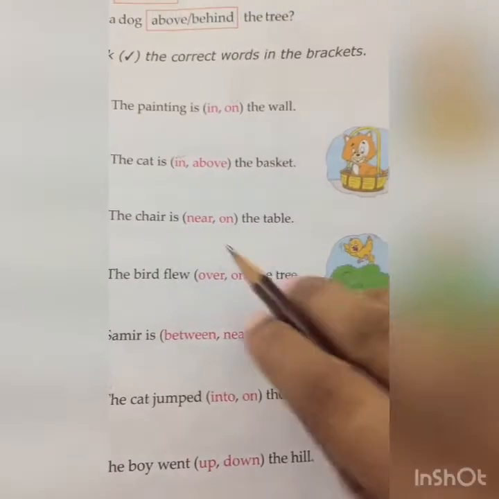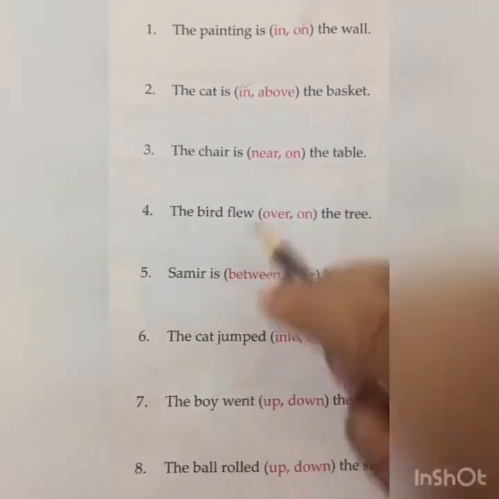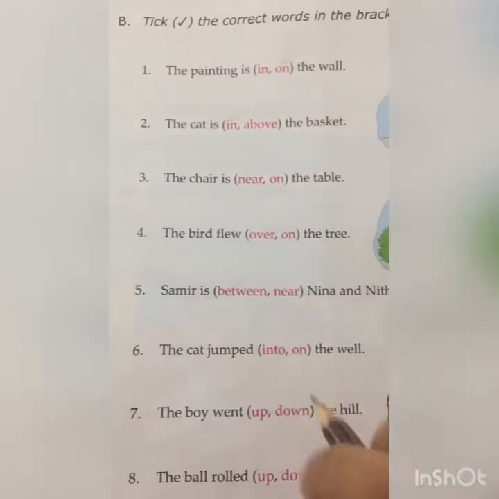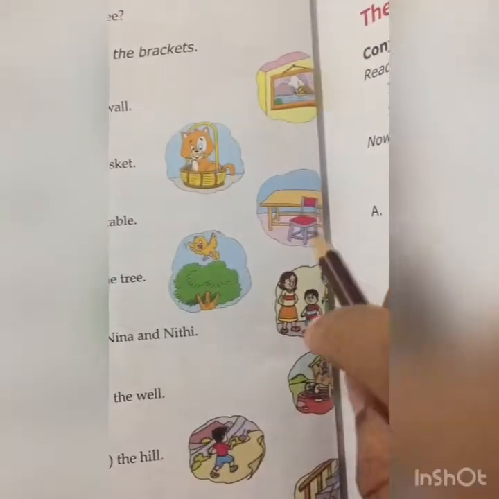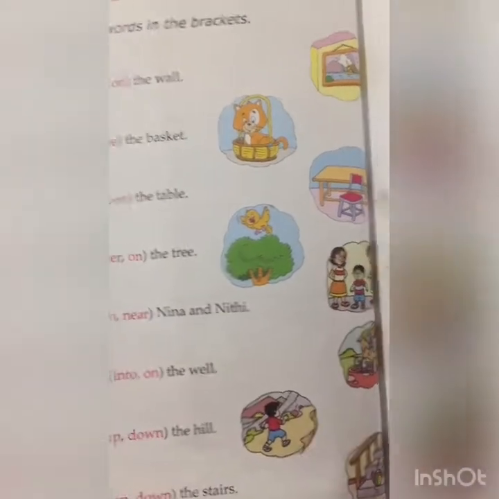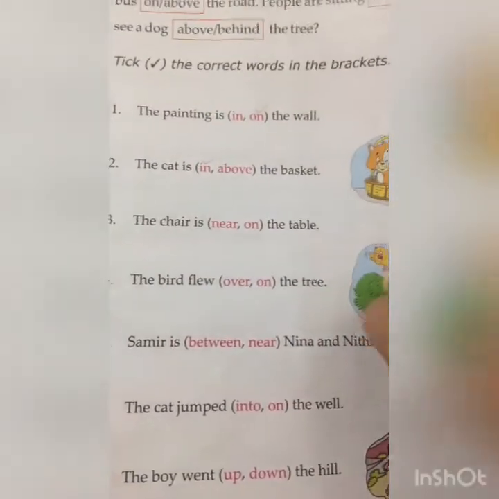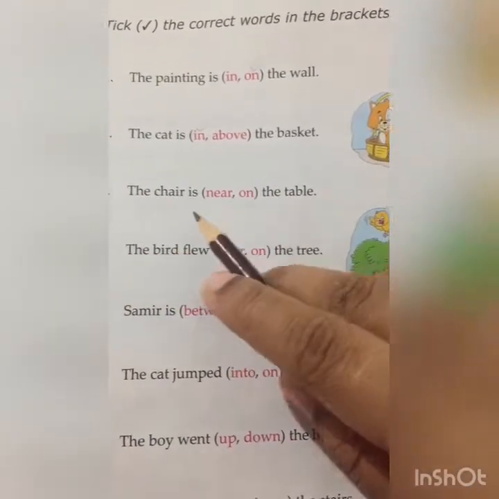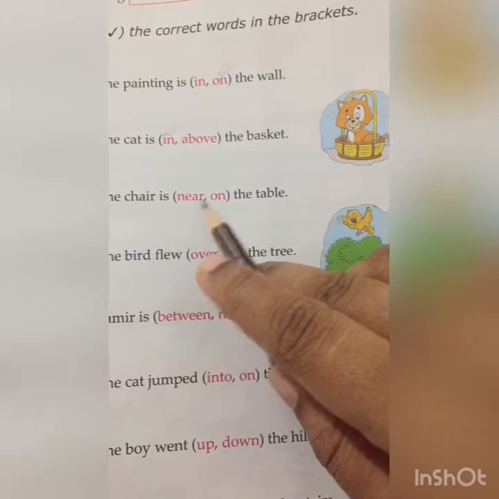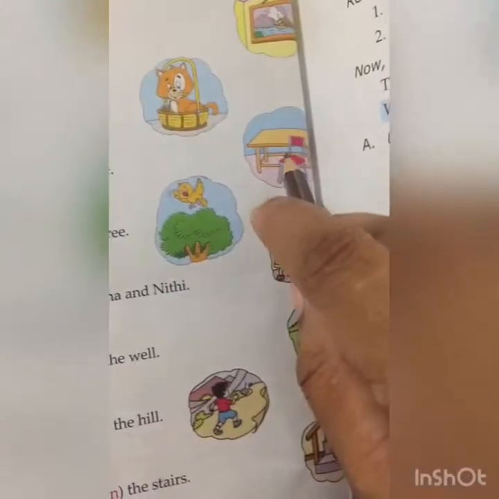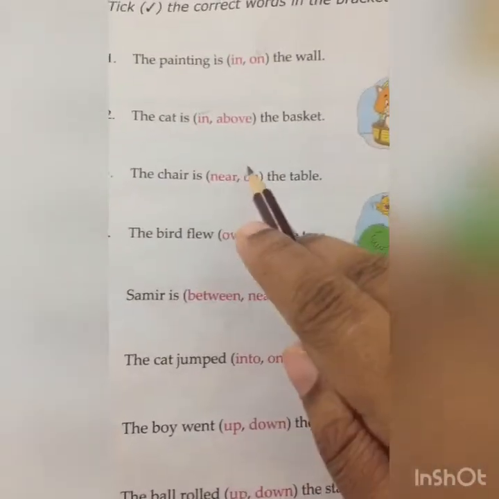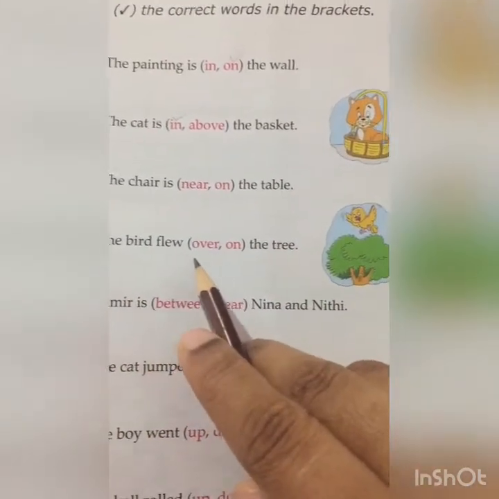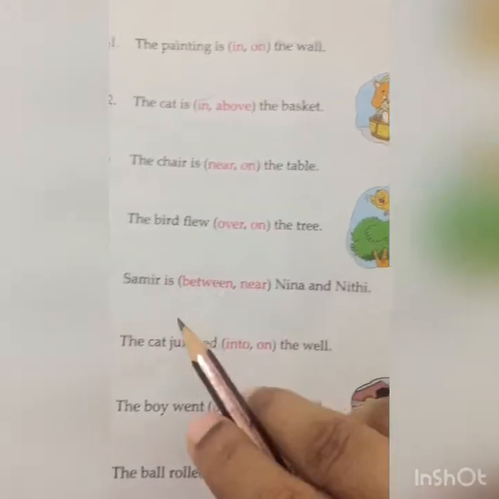Okay, try to do the next 6 sentences by yourself, okay? You can look at the picture given here and you have to put the tick mark on the correct word in the brackets, okay? The chair is near or on the table. You have to look at the picture and put a tick mark on the correct word, okay? The bird flew over or on the tree.